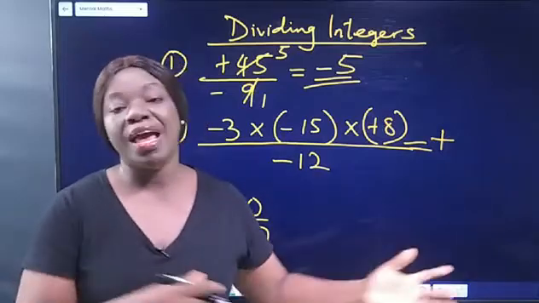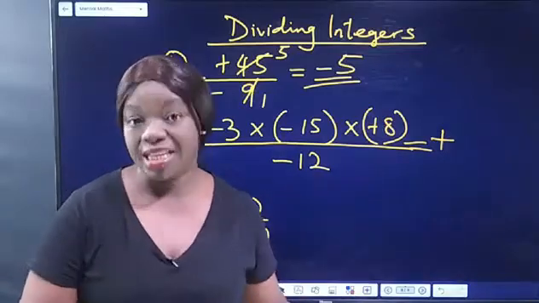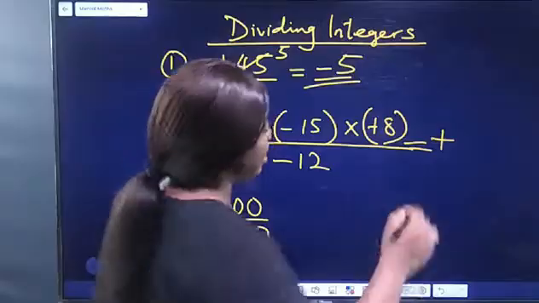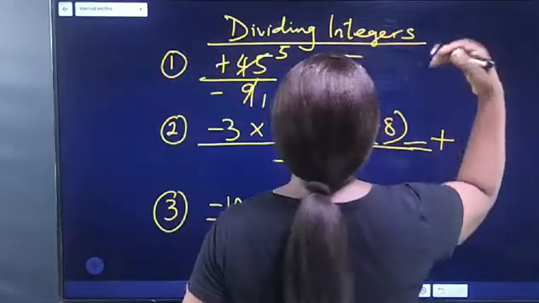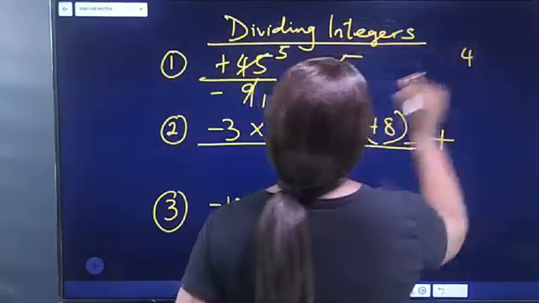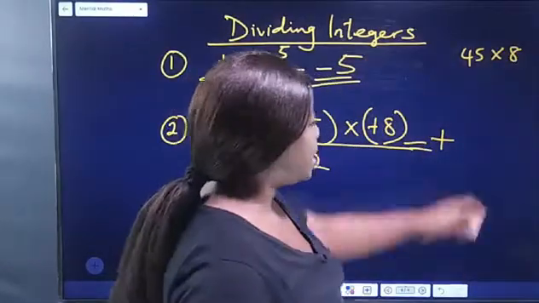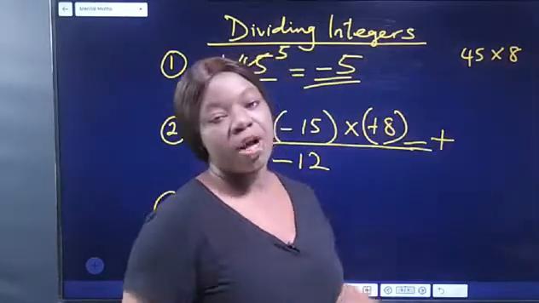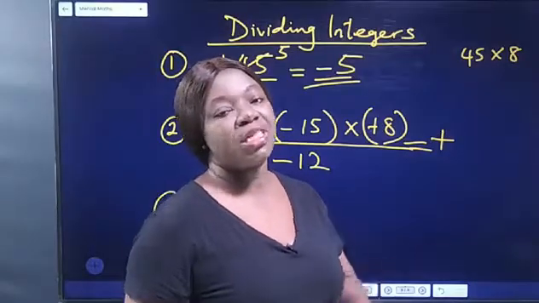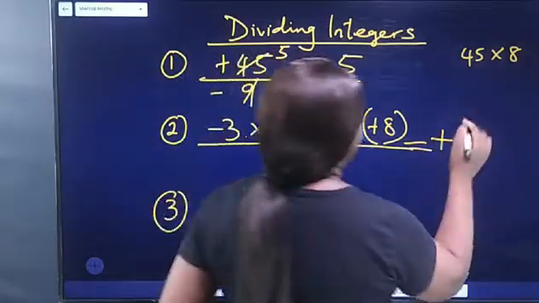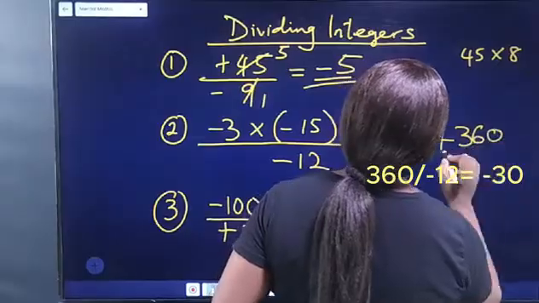45 is 40 plus 5. 40 times 8 is 320. Now let me simplify, because I want you to be able to do mental multiplication. So that's 45 times 8. 40 times 8 is 320. 5 times 8 is 40. So 320 and 40 is 360. So 45 times 8 is 360.